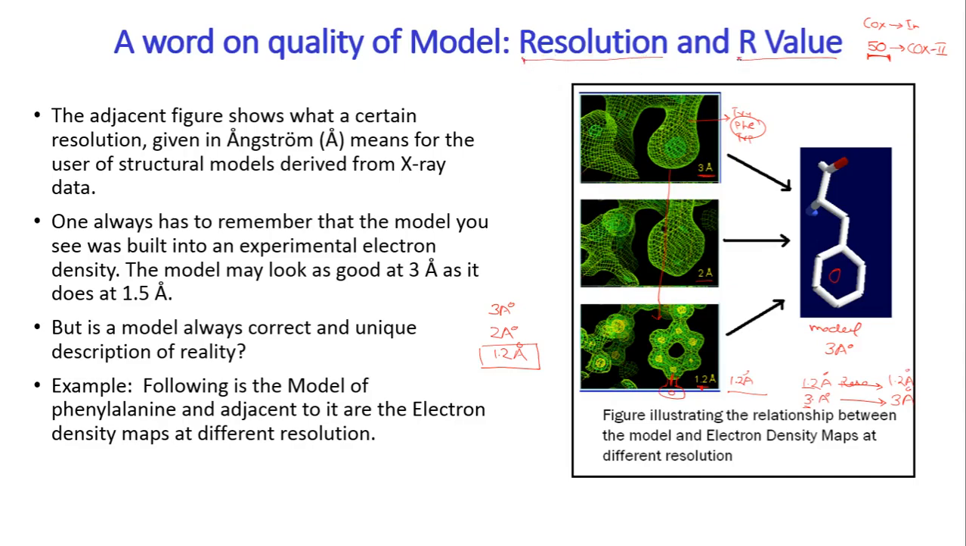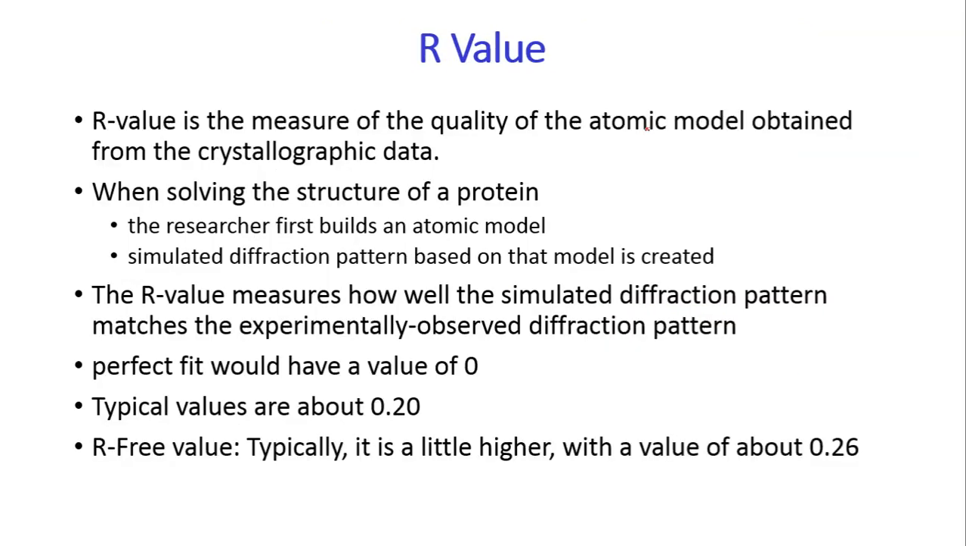Okay, another way is that you can judge the quality of a model on the basis of R value. So now let me explain what exactly R value is. This R value is a measure of quality of an atomic model that is obtained from crystallographic data. When we solve the structure of a protein, a researcher first builds an atomic model.